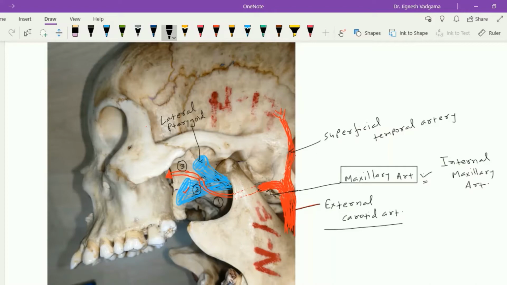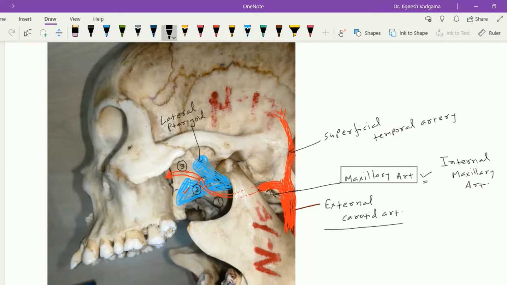The branches from this first and second part of the maxillary artery accompany the branches of the mandibular nerve, while the branches from the third part of the maxillary artery accompany the branches of the maxillary nerve as well as the pterygopalatine ganglion.